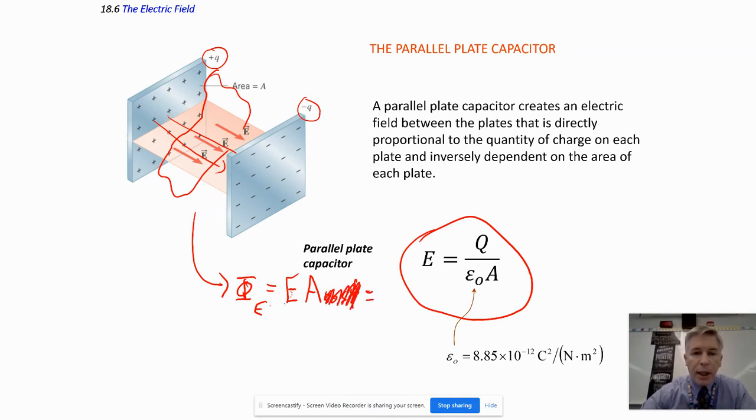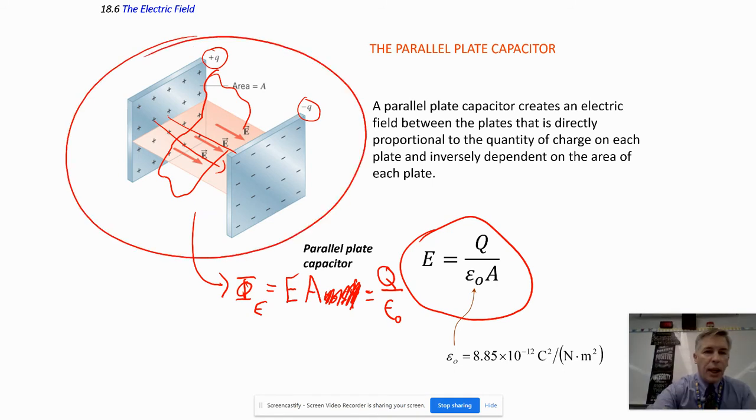The other thing, if you remember, is that electric flux was equal to the total charge enclosed divided by the permittivity of free space. Well, if I divide this over, in other words, if I think of my area as covering everything, I can bring this over, and what I end up with is the electric field produced by a parallel plate capacitor is Q over epsilon zero, the permittivity of free space, times the area of either plate. And so this is an easy way of finding the electric field.